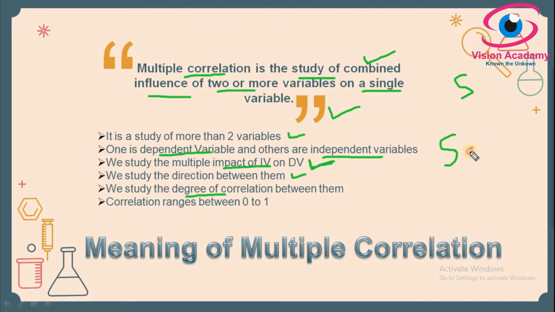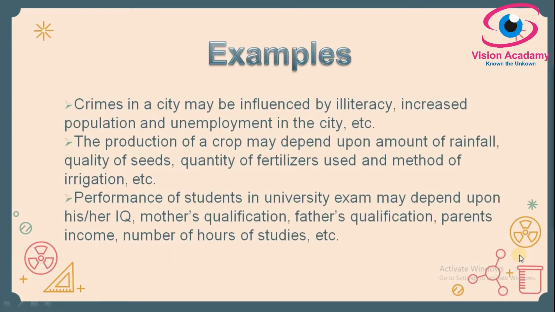When the value is more than 0.75, then we can say strong positive correlation, and vice versa. If it is minus 0.75, it is a strong negative correlation. If it is more than 0.75, it is a strong positive correlation, and like that we study the degree. And always correlation ranges from 0 to 1 only. The relation will be between 0 and 1, whether it is negative or positive. So let us have some examples for understanding much more.